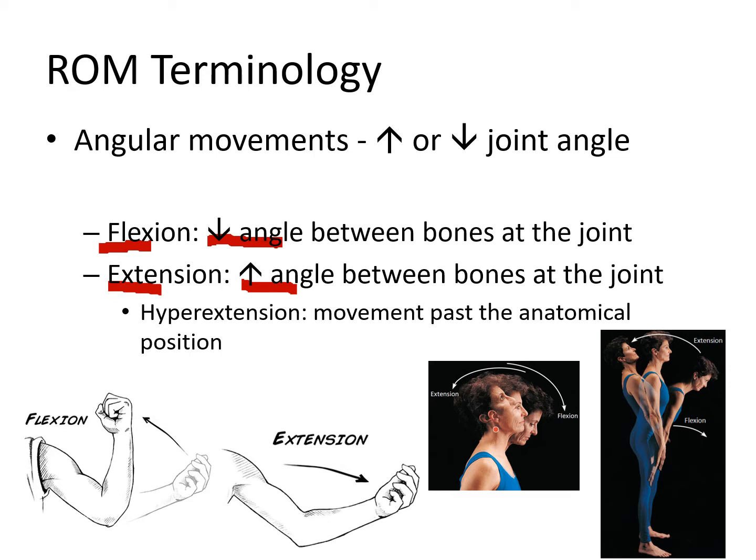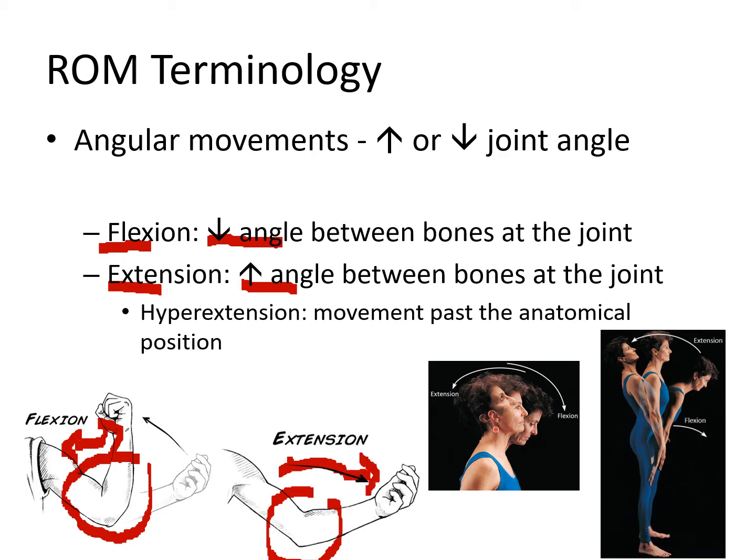Let's examine the two images on the left of the elbow. In the case of the elbow, when you flex at the elbow, you decrease the angle between the bones of the arm and the bones of the forearm. When you extend at the elbow, you increase the angle between the bones of the arm and the bones of the forearm.